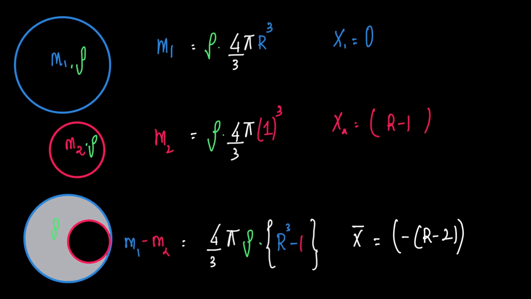So can I now say that the larger sphere has mass 4 by 3 pi r cube rho and x1 equal to 0. The smaller sphere has mass 4 by 3 pi 1 cube rho and x2 is r minus 1. The composite figure, m1 minus m2, has mass 4 by 3 pi into r cube minus 1, and x bar is equal to r minus 2. But why do we have minus here?